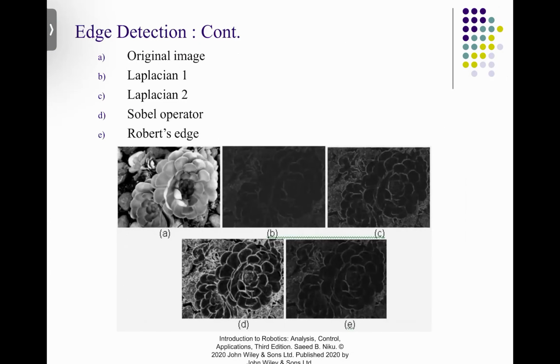For example, if you look at this, these are different types of masks. Laplacian 1 mask is derived from the second derivative. Laplacian 2 mask is, I think, rotated by 90 degrees. There is a Sobel mask and there is Roberts edge. So you can see the original image. Then what happens once you apply the Laplacian 1? What happens when you apply the Laplacian 2? What happens when you apply the Sobel operator? And what happens when you apply the Roberts edge algorithm? These are all different algorithms.